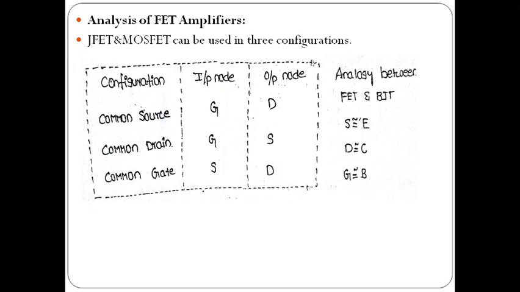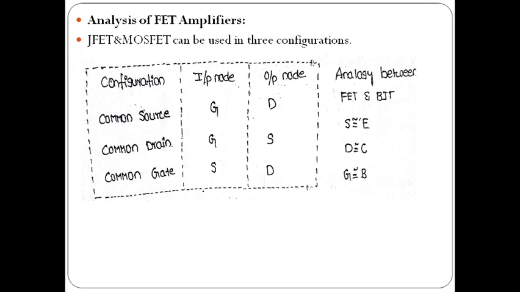Now we can configure the FET in three ways. One is common source, where the source terminal is common to both input and output. In this case, the input node is the gate and the output node is the drain. The second one is common drain. Here the drain terminal is common to both gate and source. The gate terminal is at the input node and the source is at the output node.